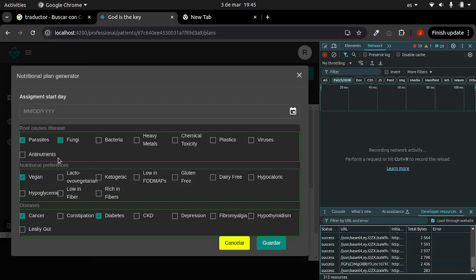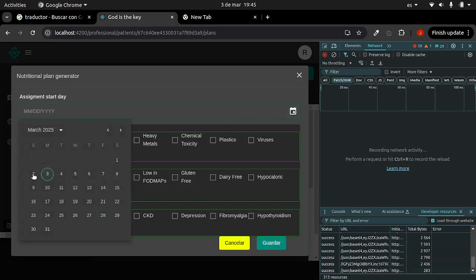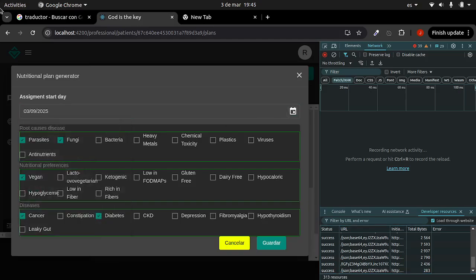Okay, let's try it. I will ask the ChatGPT API, the OpenAI API, to create one nutritional plan for cancer and diabetes with the root cause being parasites and fungi, where I choose vegan as the nutritional preference to heal this disease. Let's do save.